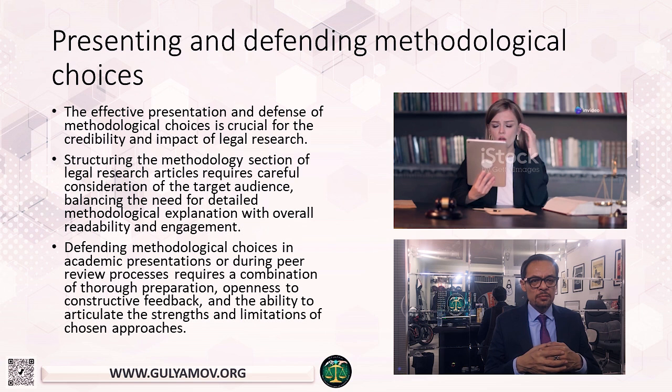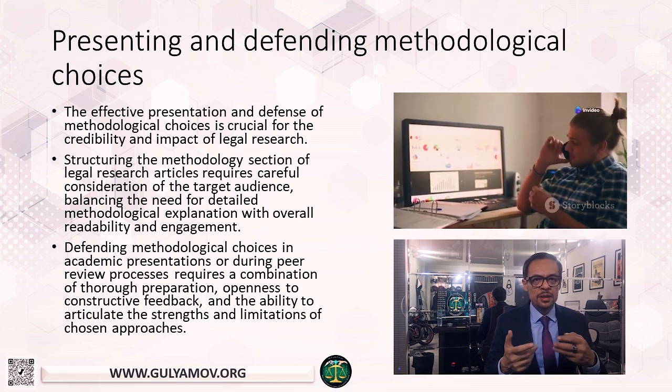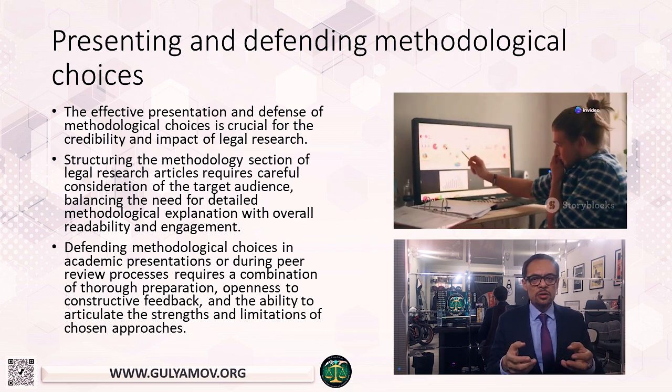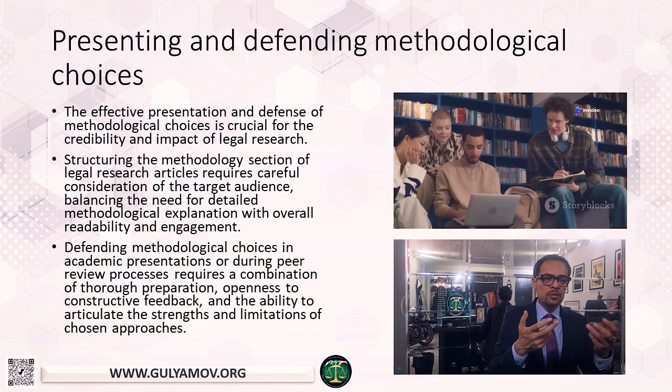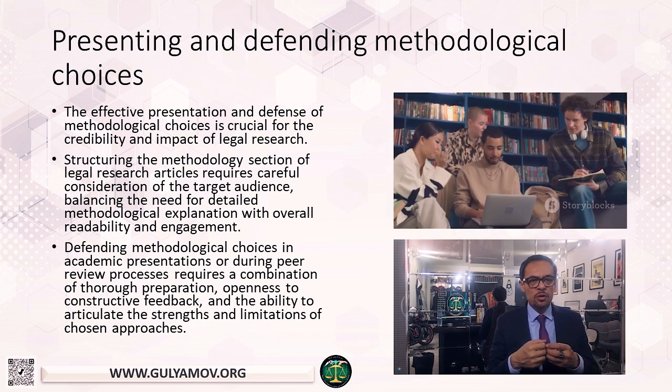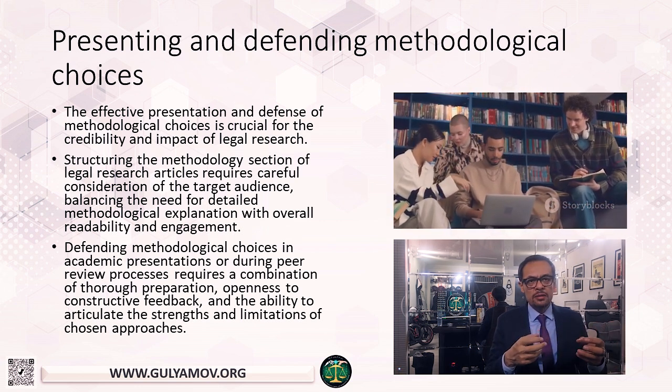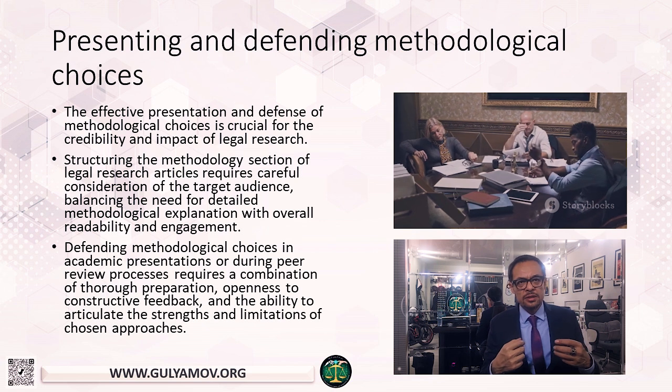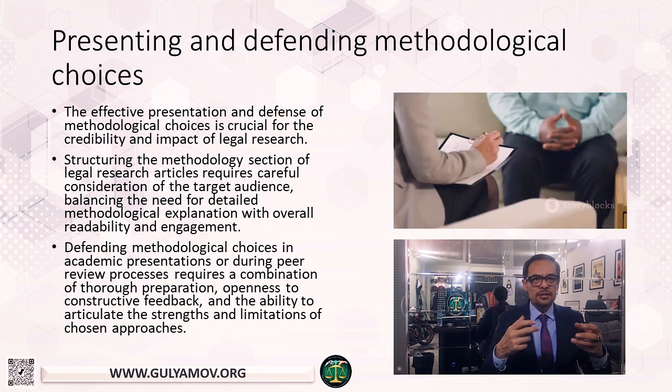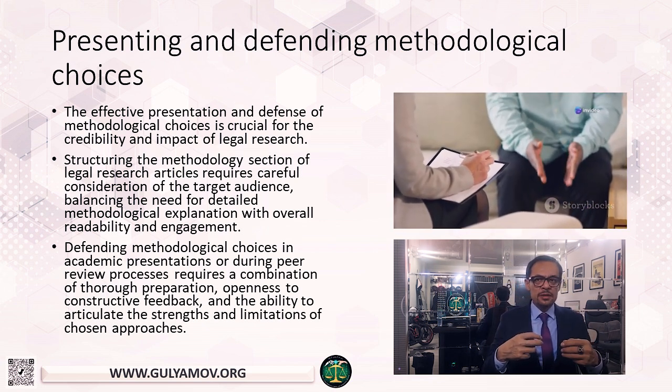Presenting and defending methodological choices. The effective presentation and defense of methodological choices is crucial for the credibility and impact of legal research. Clearly articulating methodology in research papers involves not only describing the methods used but also explaining the rationale behind these choices and how they align with the research objectives.